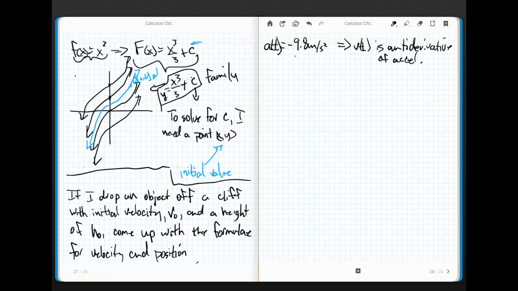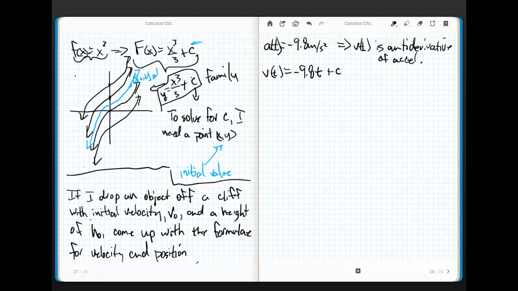Well, that's cool. So don't I know that a of t, don't I know that v of t is equal to, the antiderivative of a constant is just going to be negative 9.8 t, right? A constant becomes a linear term, plus c. Well, what do I know?